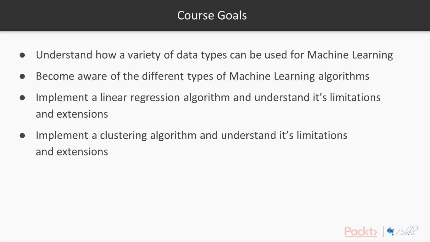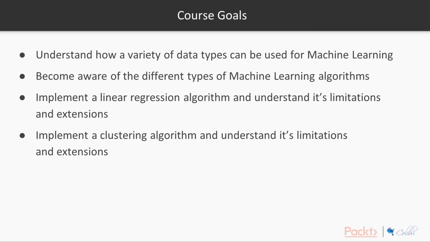So course goals. What are we trying to achieve? We're trying to understand how a variety of data types can be used for machine learning. So which data do we actually want and which do we not want? How do we interpret the data? We're going to become aware of different types of machine learning algorithms, why a certain algorithm is suited over another algorithm, and also which different ones are available.